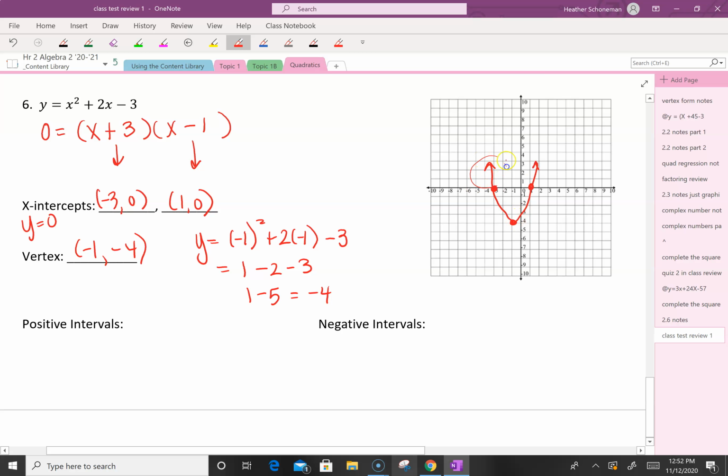This one has two negative intervals, one here and one here. The one on the left, it's always less than the one on the left, so it's less than negative 3. So x is less than negative 3, and x is greater than the one on the right, which is 1. The negative interval, there's just one of them. It's in between the two things, so negative 3 is less than x, which is less than 1. We'll do more review in the next class.